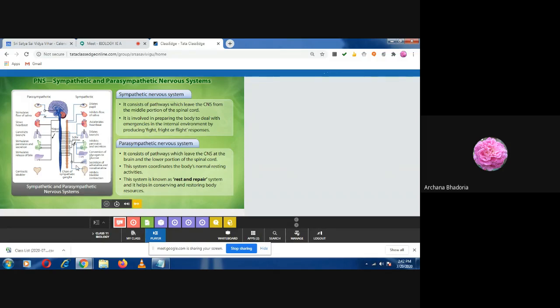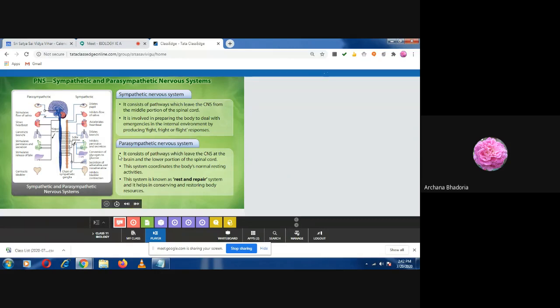So the nerves which are arising from this part of the spinal cord, that we are calling the middle portion of the spinal cord, are supplied to all the visceral organs, that is the eye also, then salivary gland, heart, lungs, stomach, liver, adrenal gland, and your urinary bladder. Did you get it? Now in the same way we will find the parasympathetic nerves.